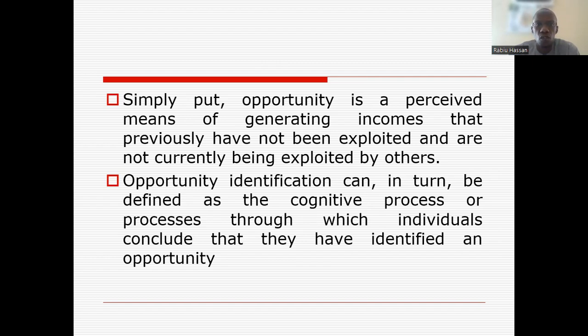And then opportunity identification, on the other hand, can be defined as a cognitive process or processes through which individuals conclude that they have identified an opportunity. It's a kind of insight that somebody gets as to a certain kind of opportunity that will help him to start up a business and make a lot of money out of it. So this model will take us through a lot of processes, stages, and ways to discover business opportunities.